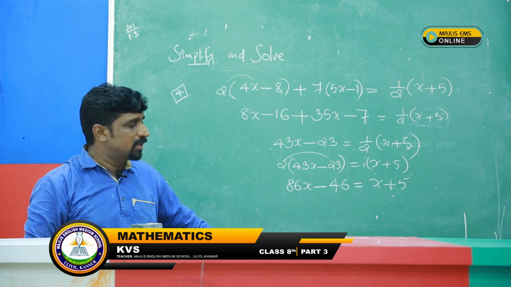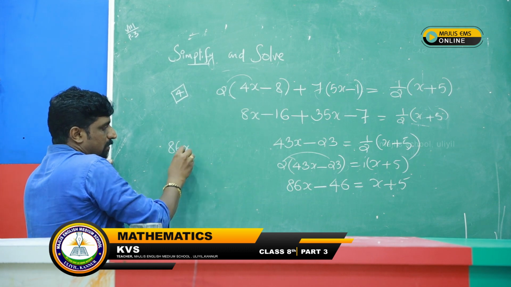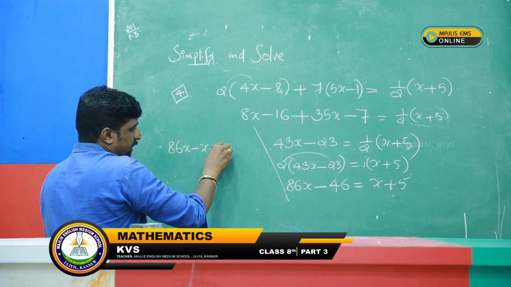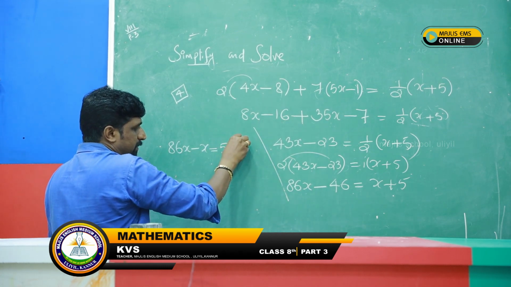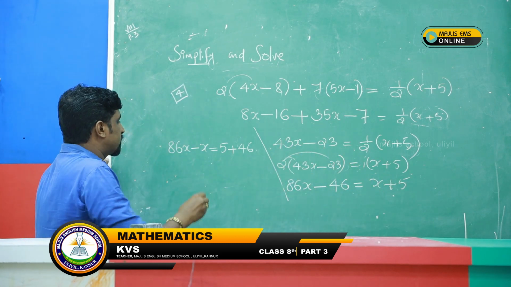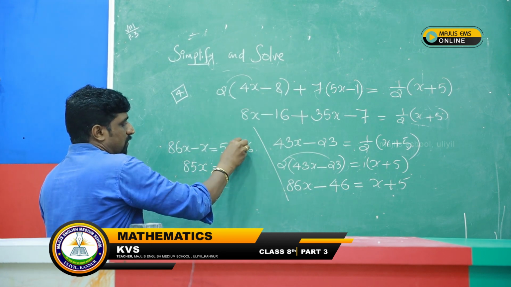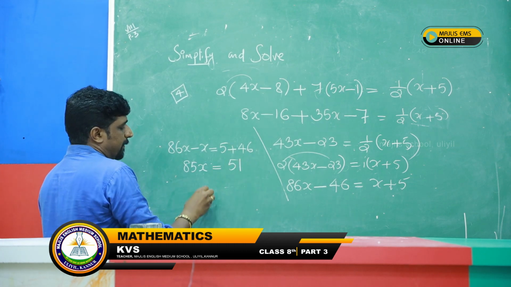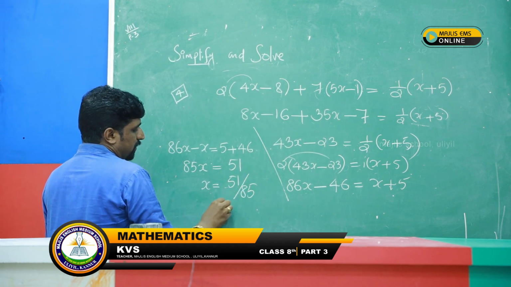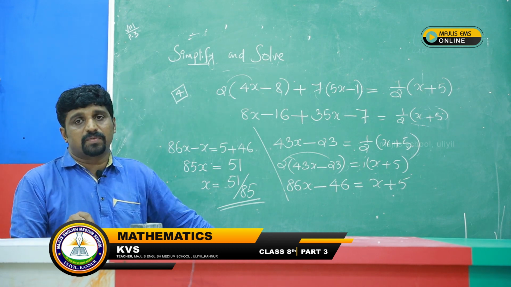Now all brackets are removed. Now variables we can take to one of the sides. 86x minus x, this x can be taken to this side, equal to 5 already there, 46 can be taken to that side, it becomes plus 46. Variables on the left side, numbers on the right side. After that, 86 minus x is 85x equal to 46 plus 5, that is 51. Then x is equal to 51 by 85. Therefore, x is equal to 51 by 85 is the final answer.